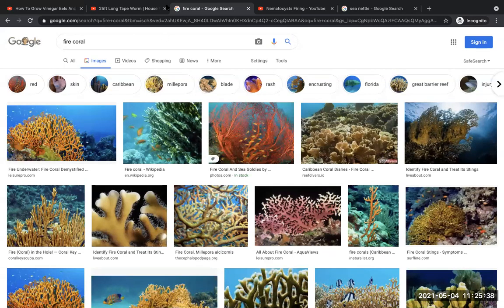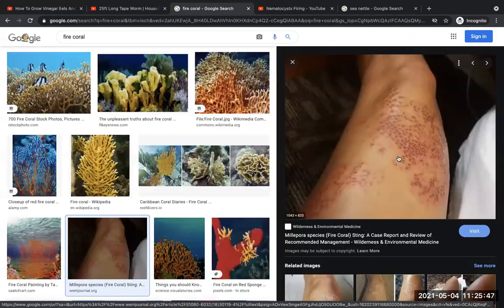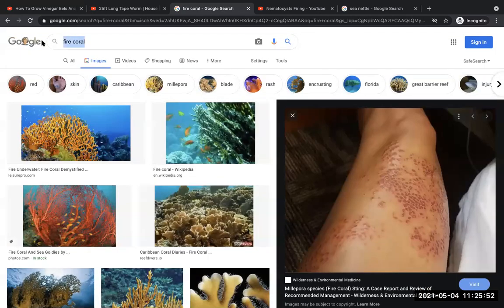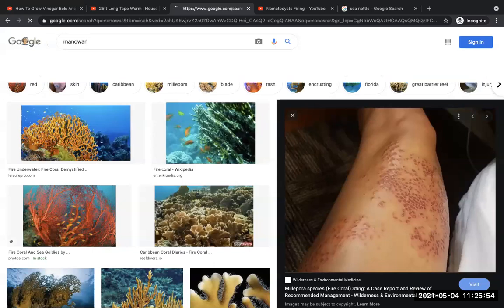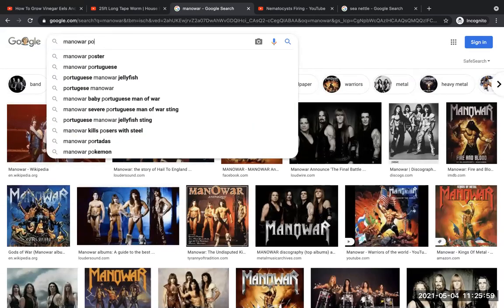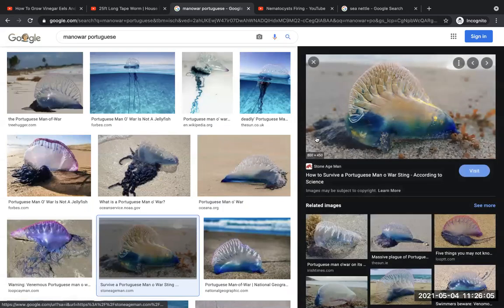Oh, okay. So fire corals, these are fire corals, and they can give you skin infection. You don't want to get scraped by a fire coral. So it's a Cnidarian. Another one I can think of is man-o-war. Not this man-o-war. Here. So you don't want to get stung by a man-o-war either. So this can also give you skin infection if you get stung.